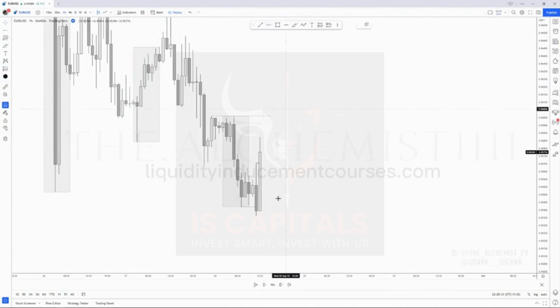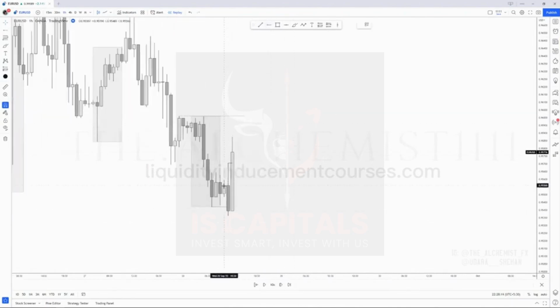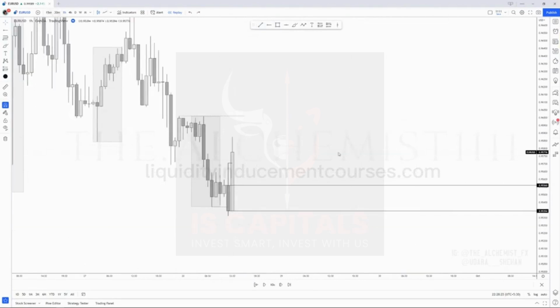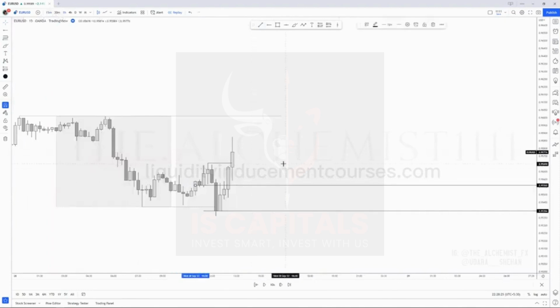On the H1, we have two POIs. What's that? Order block, breaker block in the same place, and a support. Or else resistance broken turns into support, and just the support. Okay, we have that. Let's go into the lower time frames. What do you do when you have two POIs? Are you going to buy it from both of them? No, I told you, right?